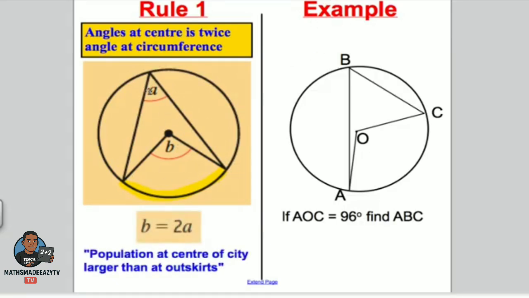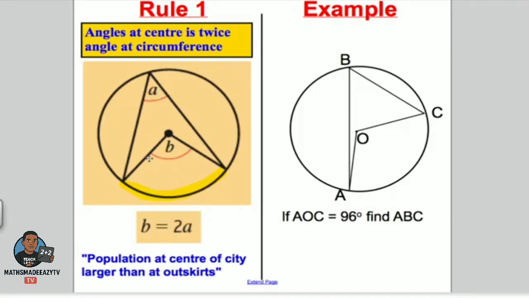In other words, B is 2 times A. If you are struggling to remember that, you can use the arc code: population at the center of a city is larger than at the outskirts of the city. So we go straight to the example on the right side. We have the circle here and they give us the angle AOC to be equal to 96 degrees, and we are asked to find angle ABC.